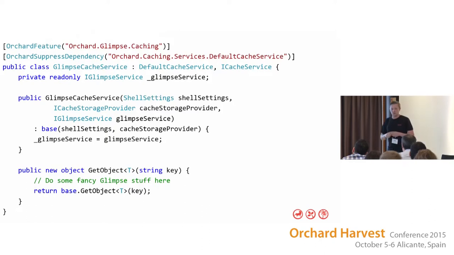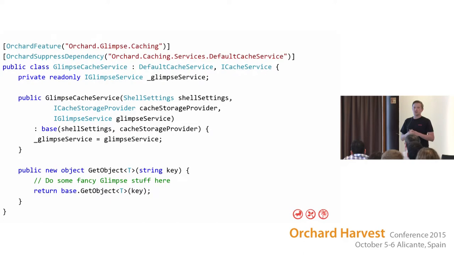But the problem with that is that we've actually made quite a big assumption there. We've made the assumption that default cache service is the service that's in use. So what if you've created a logged cache service or a logging cache service, and you want to log every cache call? Well, your logged cache service would probably look similar to this, which means that you could only have your logged cache service or your Glimpse cache service in action at any one time. So there is actually a pattern that we can utilize to get around this issue. It's the decorator pattern.